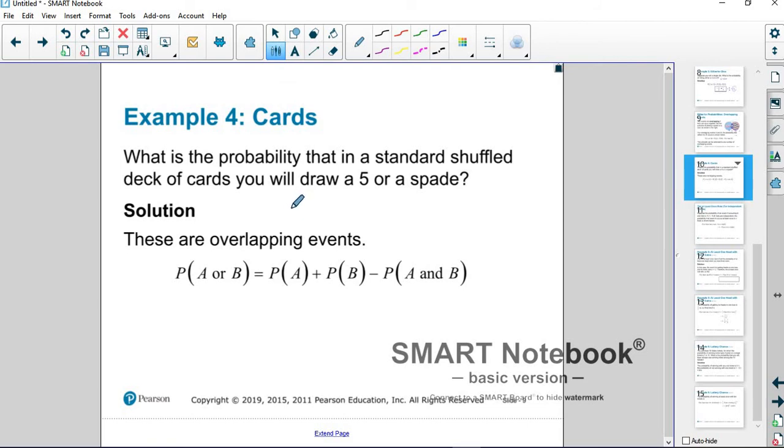All right. So with that understanding, I want you guys to pause the video and see if you can figure out this probability. What's the probability when you pick one card? We're only picking one card here. What's the probability that that card is either a 5 or a spade? Pause the video and try it, and we'll go over it together.